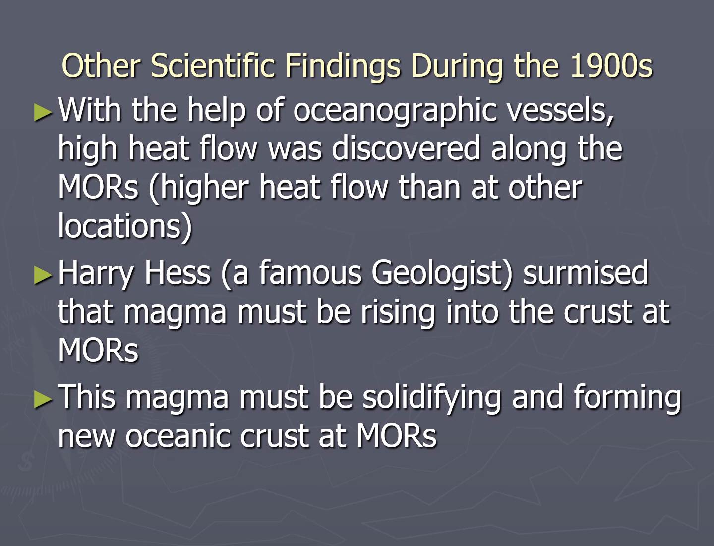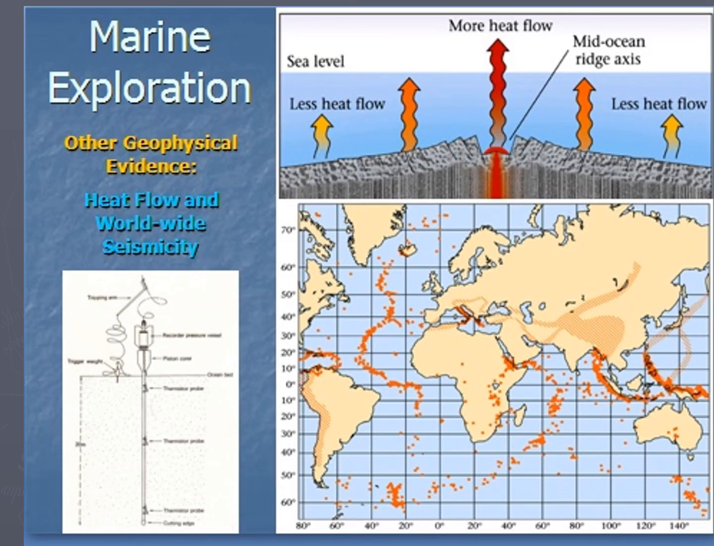So Harry Hess, you do not need to know his name, but he's a famous geologist. He figured out what's causing a heat signature here. It's got to be magma. There must be magma rising up into the crust there at the mid-ocean ridge. It's hot, so it's giving us a heat signature, and then it cools and solidifies and forms new basalt oceanic crust of the mid-ocean ridges. Guess what? He was correct. Here's just a drawing of that heat signature over the mid-ocean ridge.